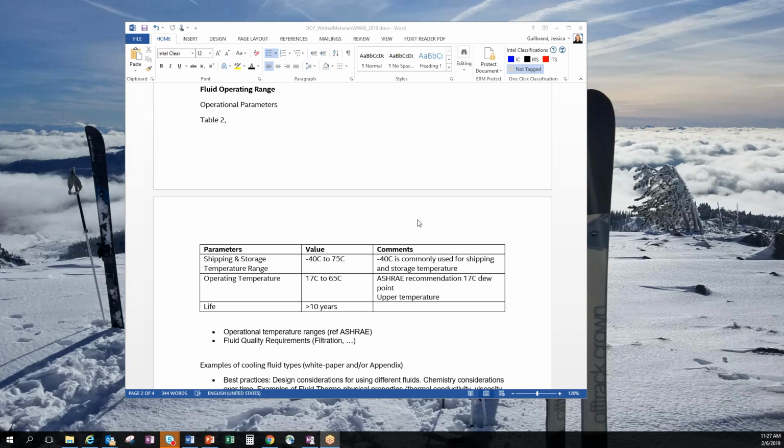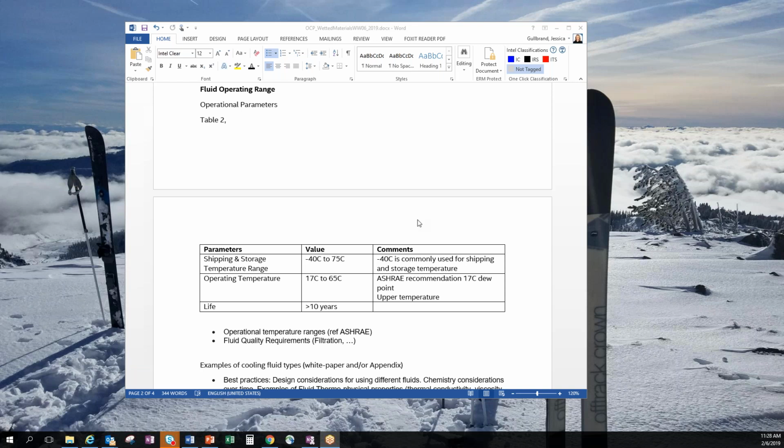Thanks. Okay. So all that is the shipping and storage temperature range, -40 to 75 Celsius. I have also operating temperature between 17 Celsius to 65 Celsius. The lower range there was really coming from the ASHRAE recommendation of the 17C dew point. And life expectancy 10 years or longer. So I was hoping to get some comments on that as well.